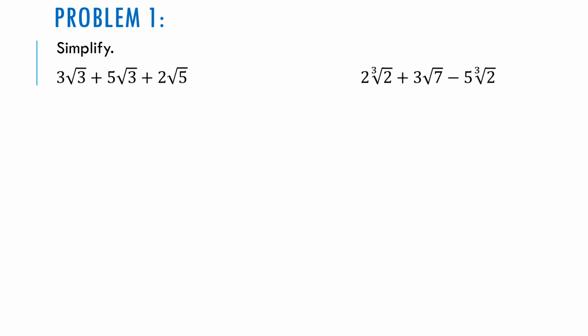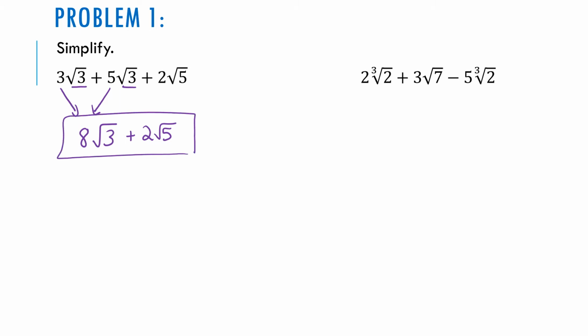You once again have to have the same index and the same radicand. So in this case, we have a square root of 3 and a square root of 3. Therefore, I can add the two coefficients together to get 8 square root of 3. I have a square root of 5 here that's not the same as the square root of 3, so they cannot be added together because they are not like terms. And so this is as good as it gets. That's adding two radicals together.